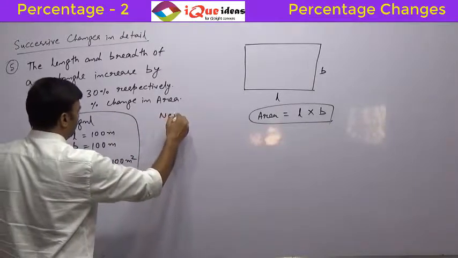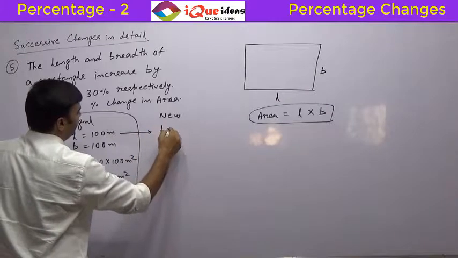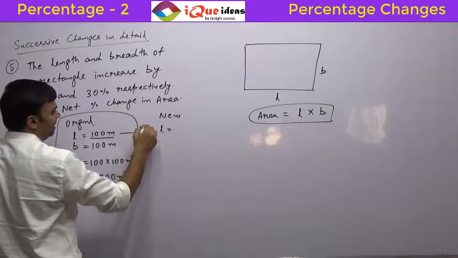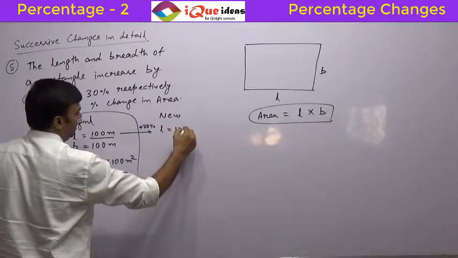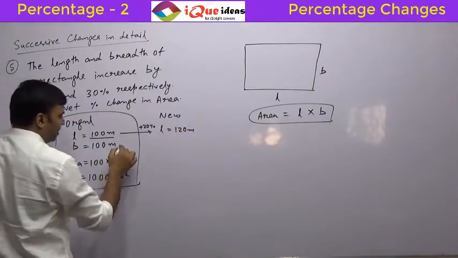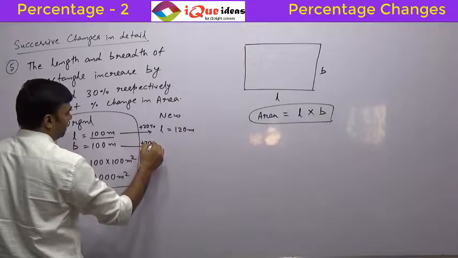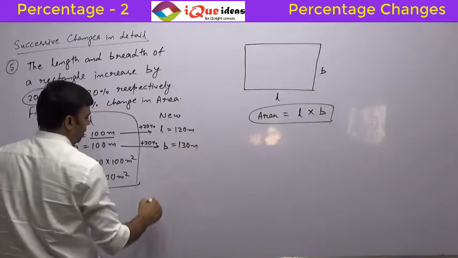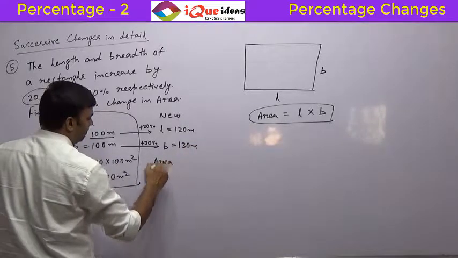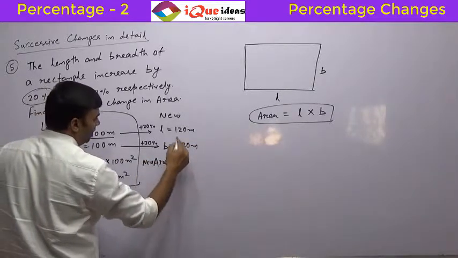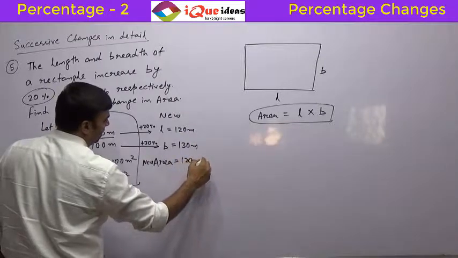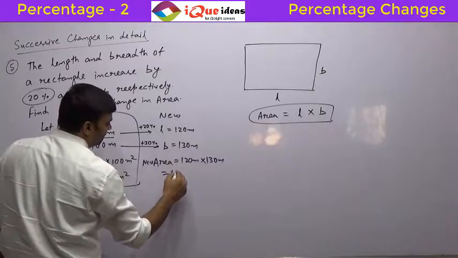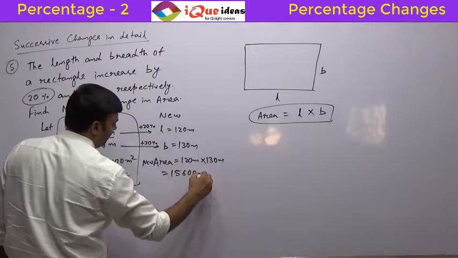Now in the new situation, what will happen? Length will increase by 20%. So whatever was the original length, it has to increase by 20%. So it becomes 120 meter. Whatever is the original breadth, it increases by 30%. So 100 increases by 30%, the new breadth will become 130 meters. So the new area will be equal to new length, that is 120 meter, into new breadth, that is 130 meter, which is 15,600 meters square.